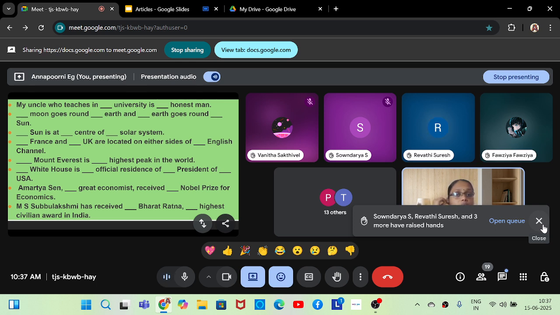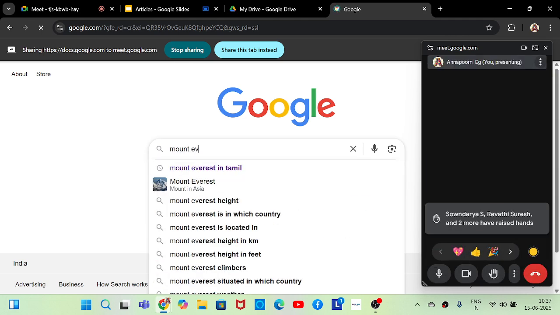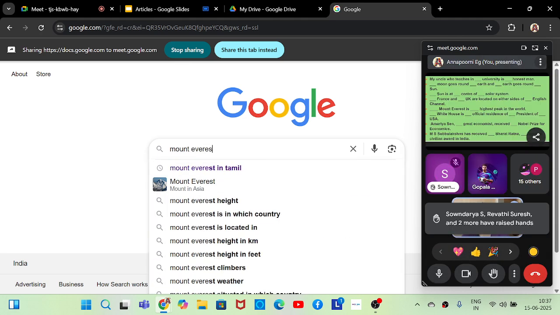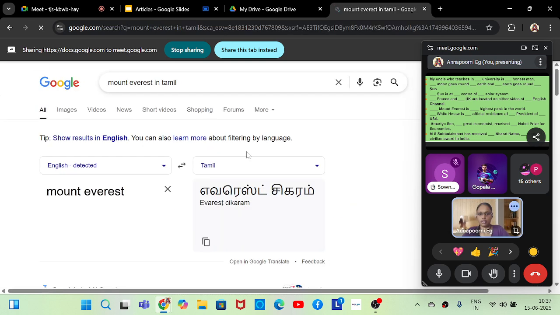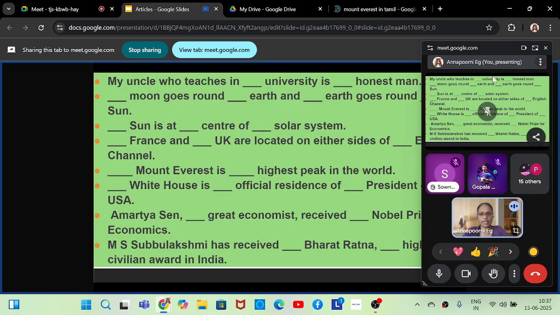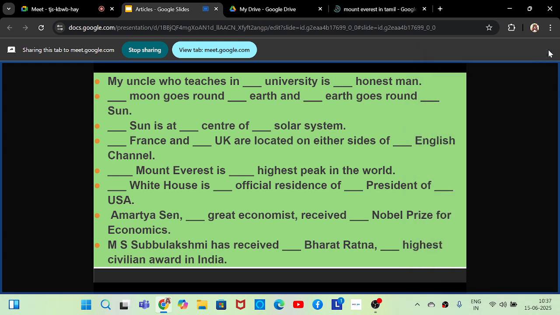Mount Everest is the name of one largest mountain. Okay, it is the highest peak in the world also. What do you call in Tamil for Mount Everest? Somebody? Everest Sigaram. Right? I got it from Google. Everest Sigaram is only one. Okay, it is unique and universal. So the Mount Everest is the highest peak in the world.